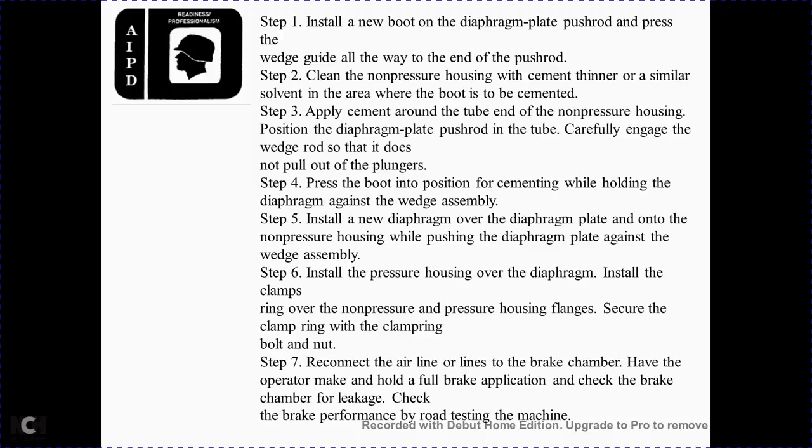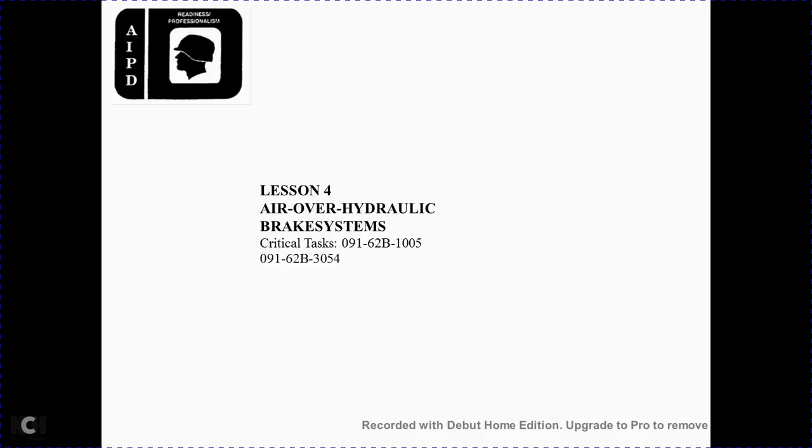Step 7, reconnect the air line to the brake chamber. Have the operator make a full brake application. Check the brake chamber for leakage and check brake performance by road testing the machine. Step 4. Air over hydraulic brake systems.